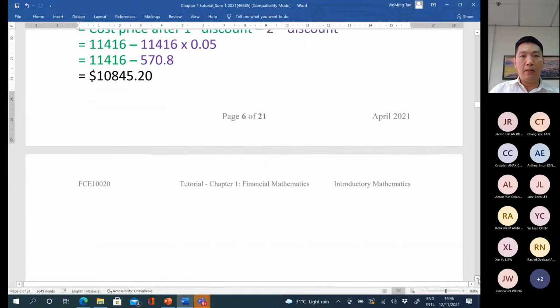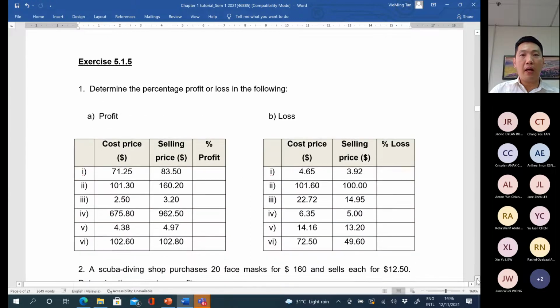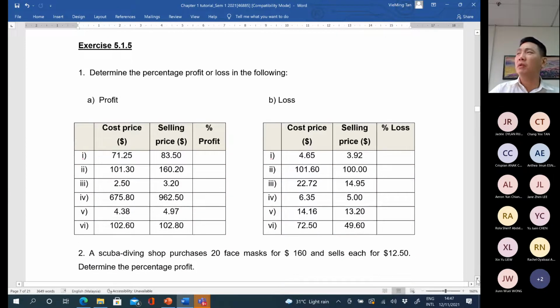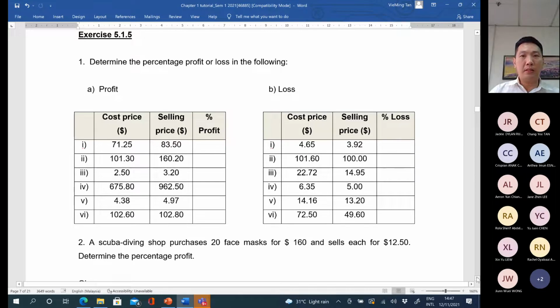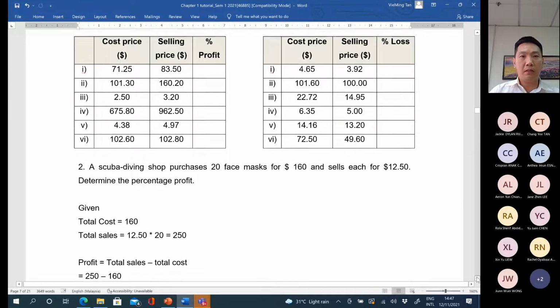Okay, then the next section should be 515. I believe some of you may have some questions, because some of the questions may be quite tricky. You have to play around with the units of measurement. I think question 1 you can skip because it involves this tabulation. You can skip. Okay.